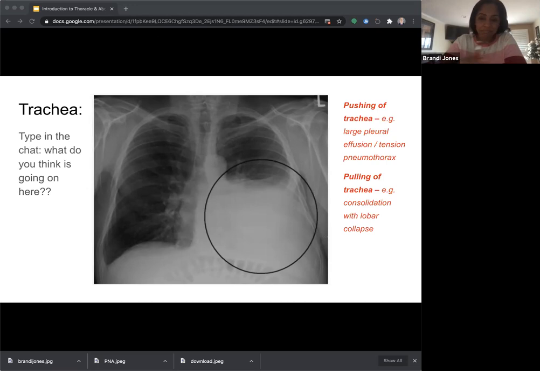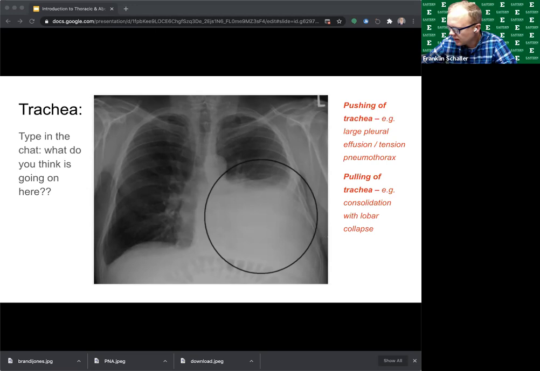For sure, Brandy. I would agree 100%. And it looks like Sarah is chiming in and saying there's some pushing of the trachea, and I agree with both of you wholeheartedly. There is some right tracheal deviation. It's pretty subtle in this image, but look at that large pleural effusion in that left lower lobe. You can't miss that. There's almost complete white out of that left lung there.